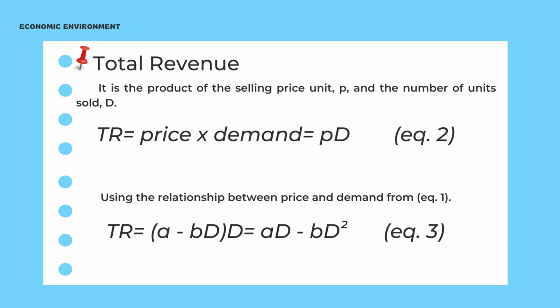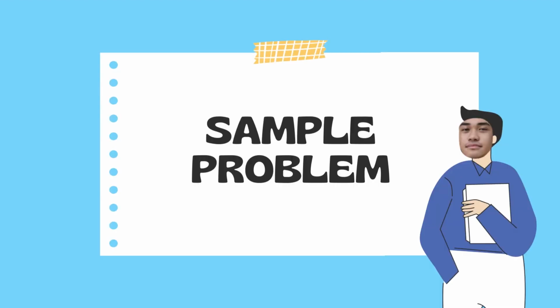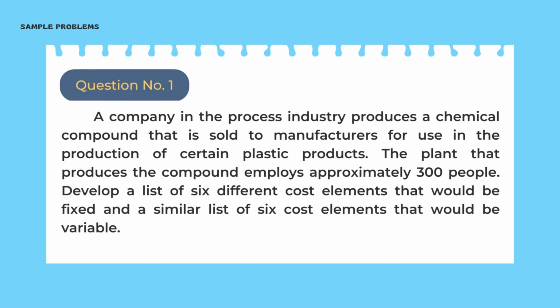Next, we have the total revenue. The total revenue is the product of the selling price per unit P and the number of units sold D. It is expressed by total revenue equals price times demand equals PD. Using the relationship between price and demand from equation 1, we have total revenue equals A minus BD times D, which is equivalent to AD minus BD squared. Now let us proceed to the sample problem.